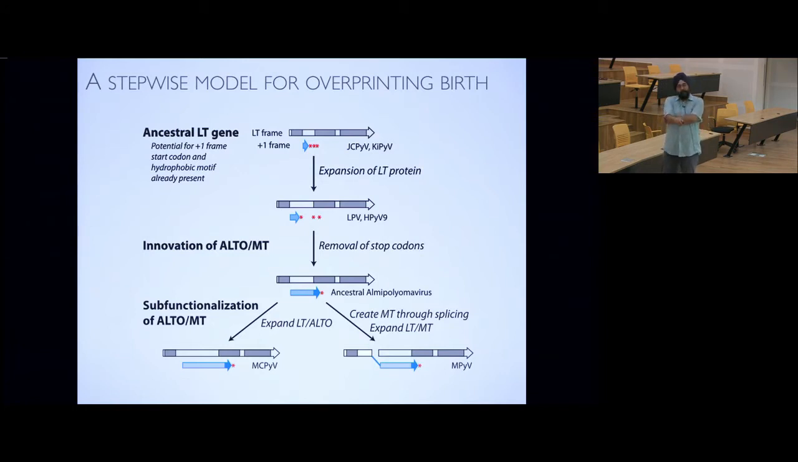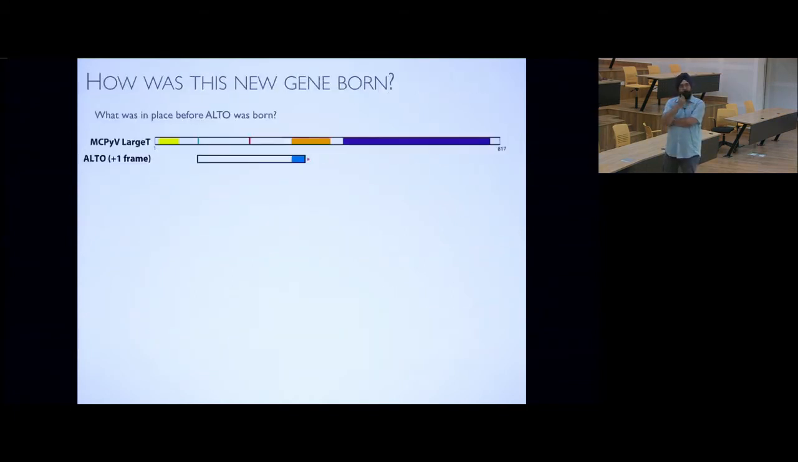Okay. So what's kind of interesting, just since you've asked the question, is we knew that there was in fact an ALTO-like gene, no homology by the way, except for the hydrophobic motif, which we thought was generated by alternate splicing, but people had amazingly missed the fact that it's an overprinted gene, despite the fact that the protein had been discovered. Okay, so what was in place way before ALTO came into existence?